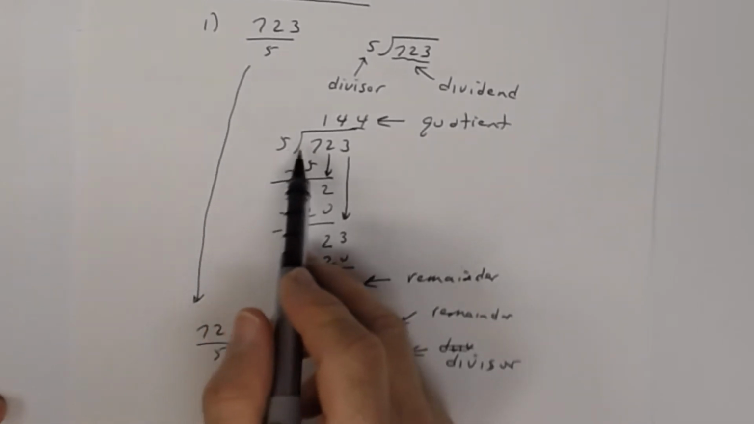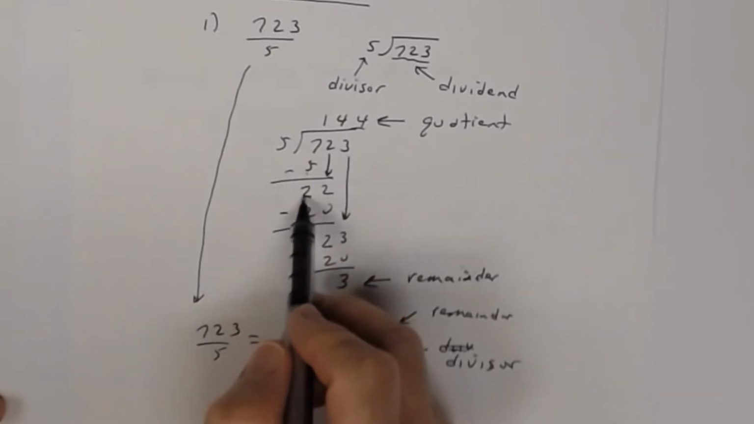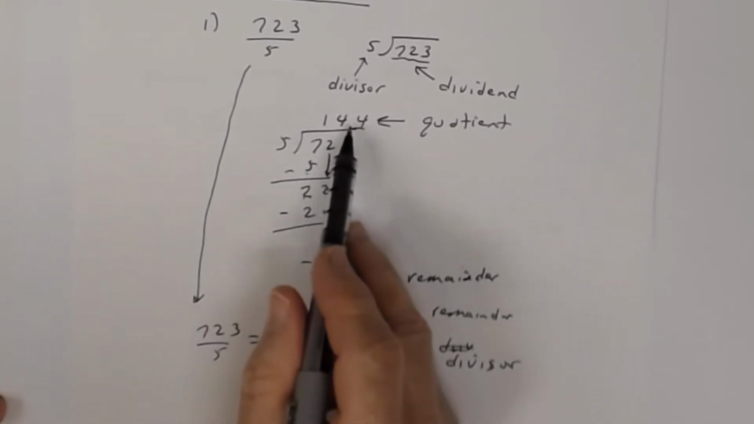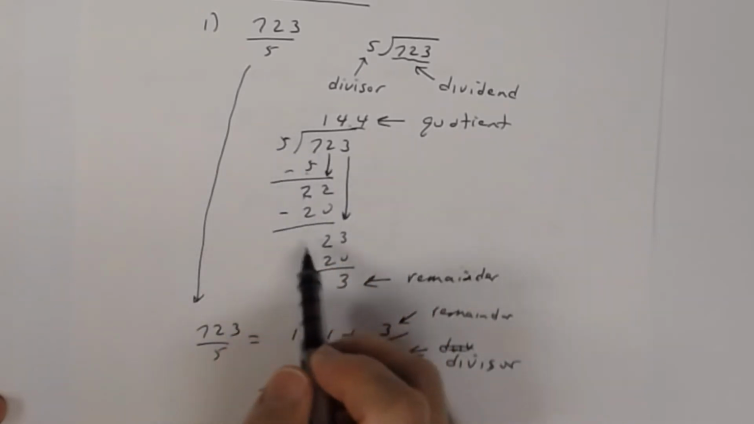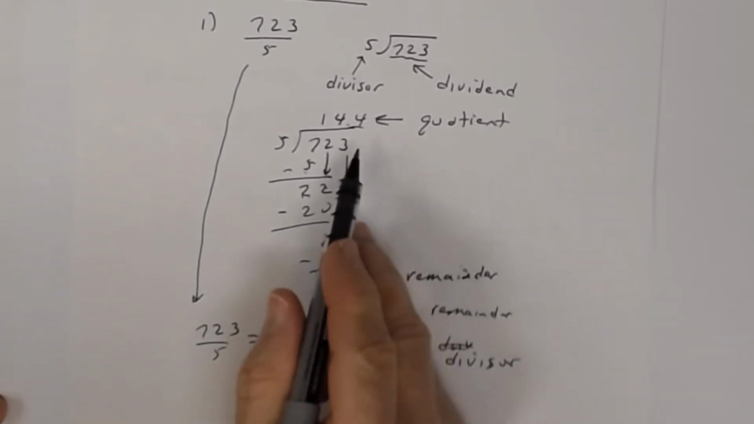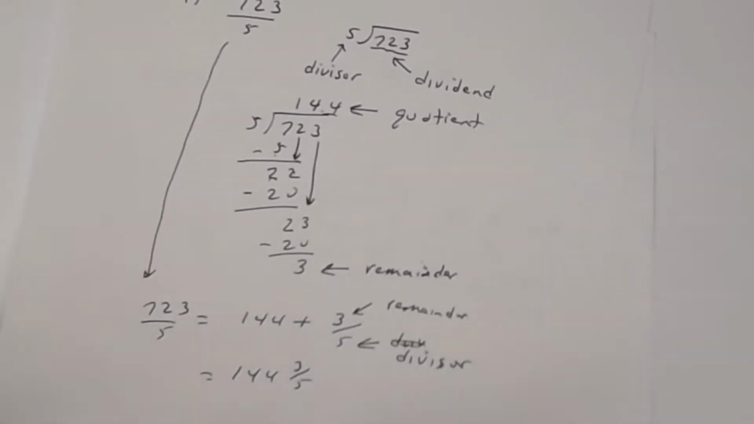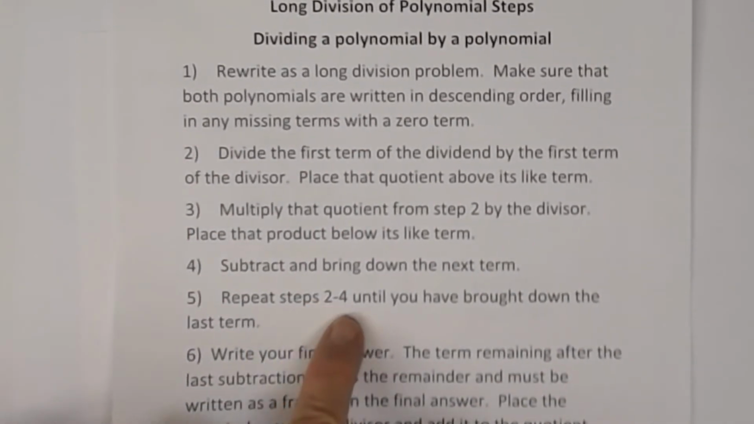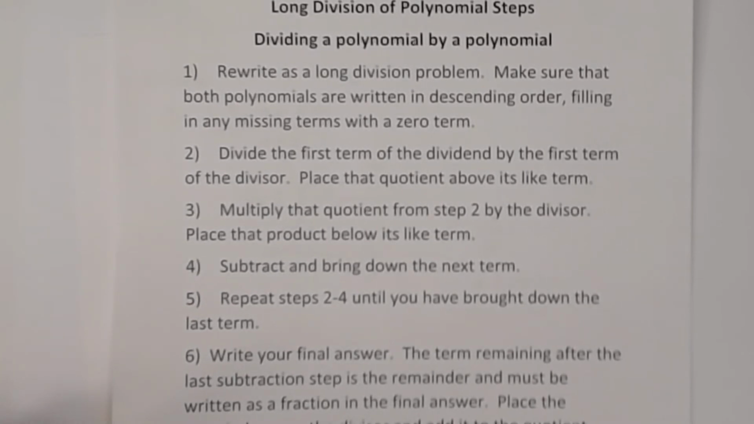I want you to notice. So let's talk about this. 5 goes into 7 one time. 1 times 5 is 5. Subtract, bring down the next term. And then we repeat the steps all over again. 5 into 22 is 4. 4 times 5 is 20. I subtract, bring down the next term. Repeat all over again. All right? And we repeat it until there are no other terms to bring down, so that was your remainder. And so that's what step 5 is saying. Step 5 says now you're going to go back and repeat all these steps again until you've brought down the last term.